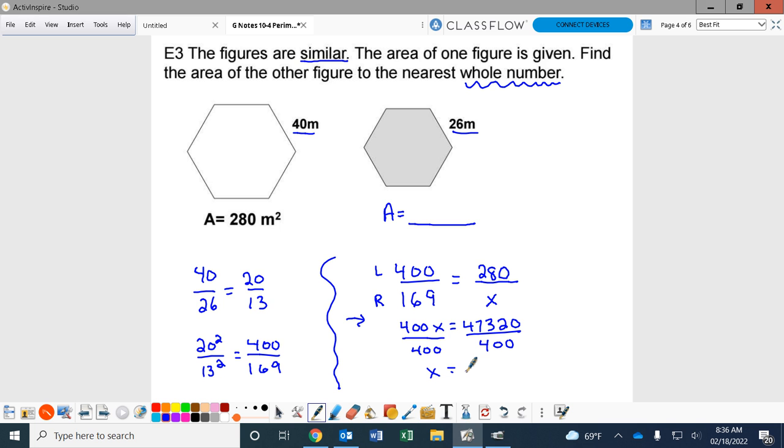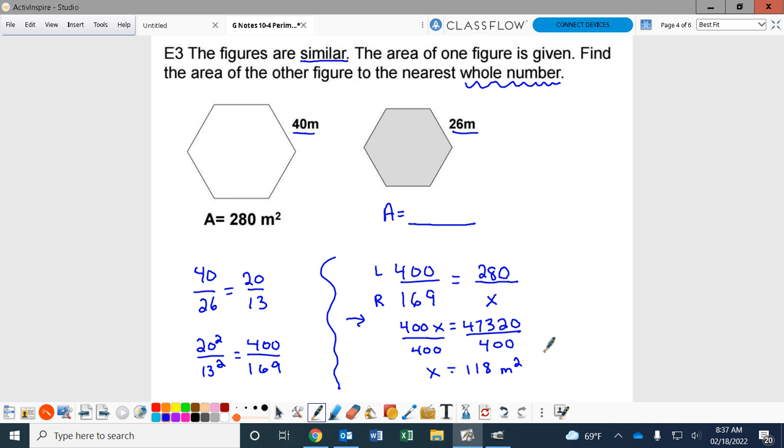Now, remember, you are rounding to the nearest whole number because that's what the directions said. What would that be? 118. And where's the unit? Meters squared, because this is the actual area of the shape.